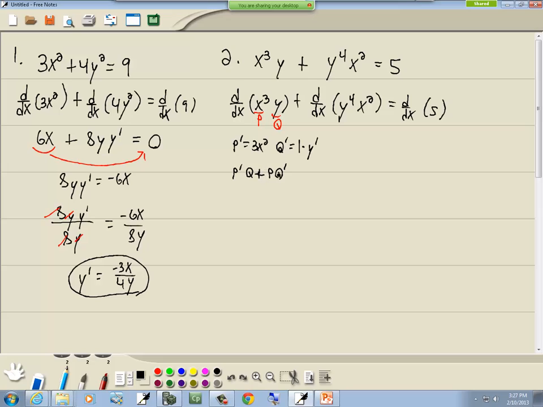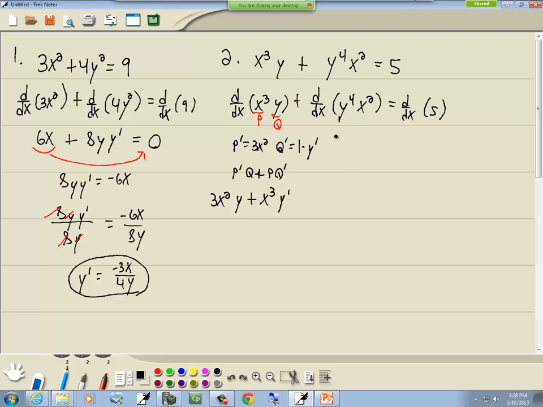Well, our formula is p prime q plus p q prime. p prime is 3x squared times q, which was y, plus p, which was x to the third, times q prime, which was y prime.